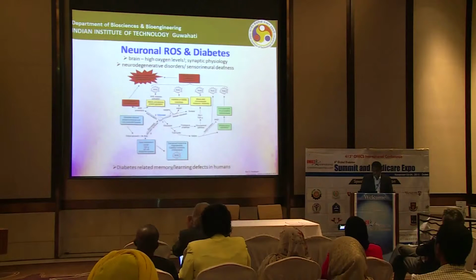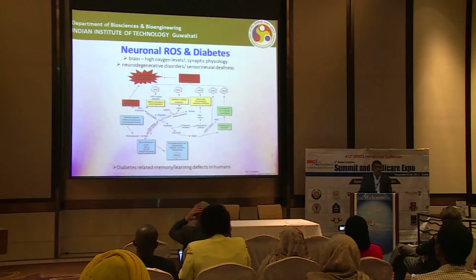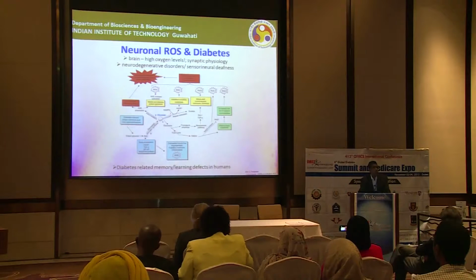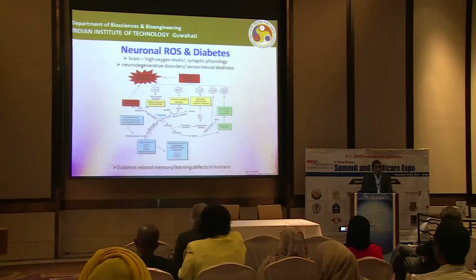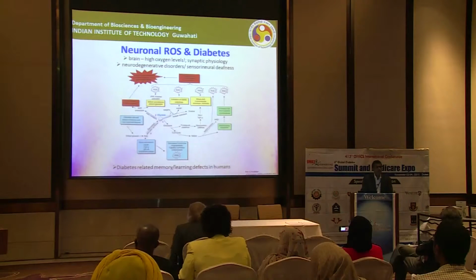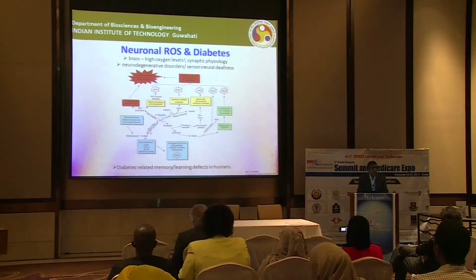But unfortunately, excessive ROS can lead to neurodegeneration, various neurodegenerative diseases, sensory neural deafness, and diseases like multiple sclerosis or Alzheimer's. ROS is implicated. So we are trying to look at these as well, in terms of memory and learning defects, which diabetes affects. So ROS could be a mechanism behind that.